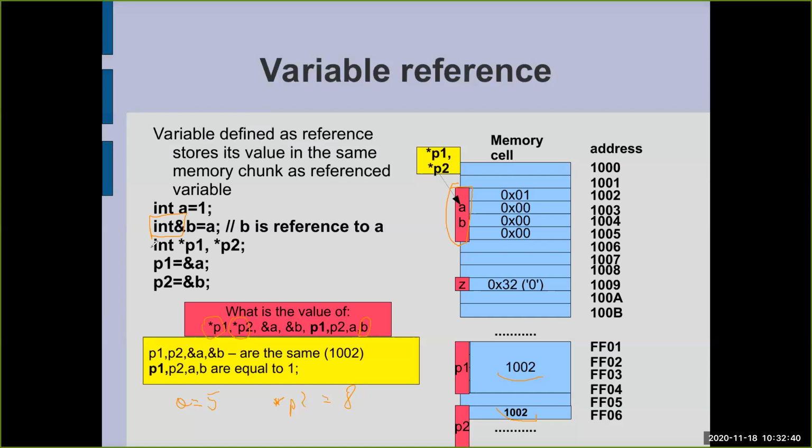Remember that if you create a reference, you always have to initialize it. If you write, for example, int reference x, the compiler will throw an error. It is impossible to create a reference without initialization because the compiler doesn't know where this variable should be located.